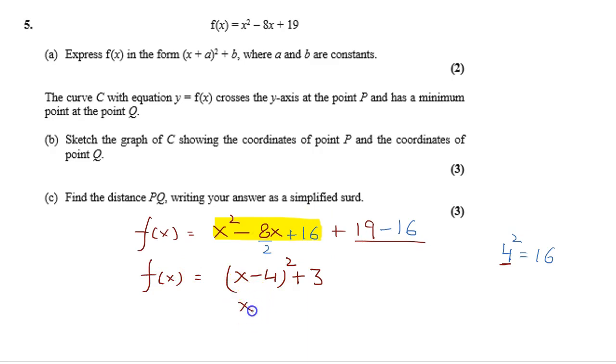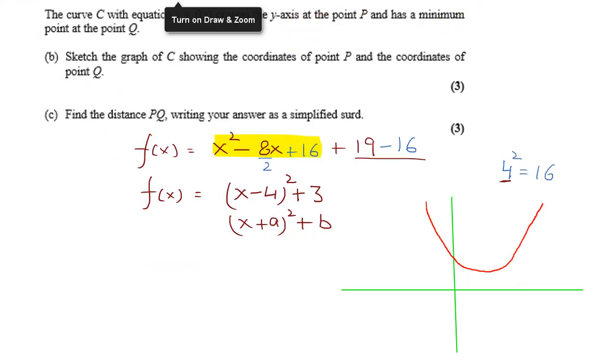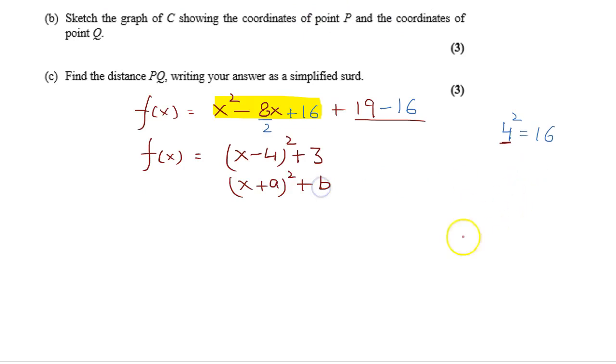You can compare it with (x plus a) square plus b. So these are the values. Now this is (x minus 4) square, so it means minus 4 means a positive direction shift. So this is B.